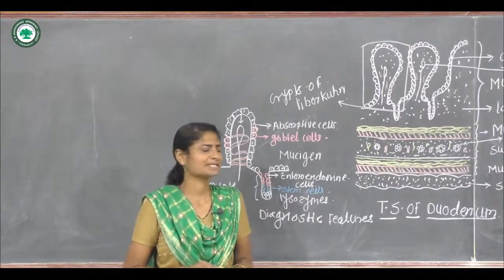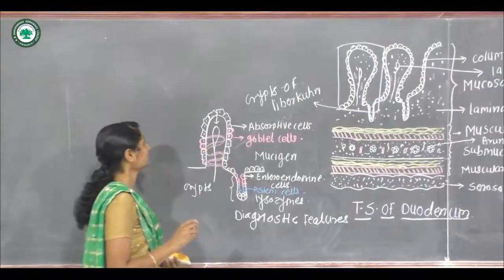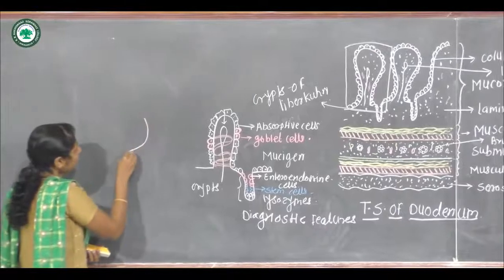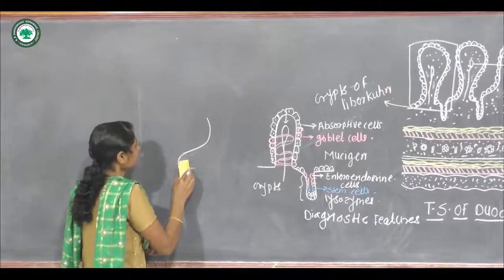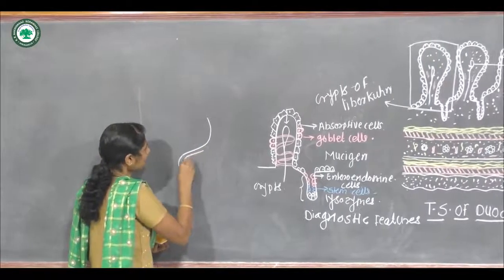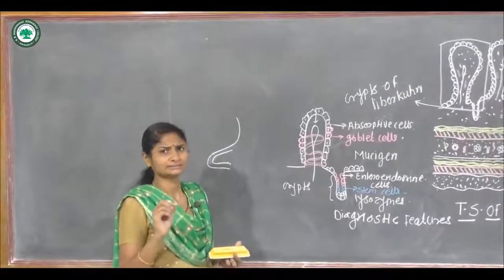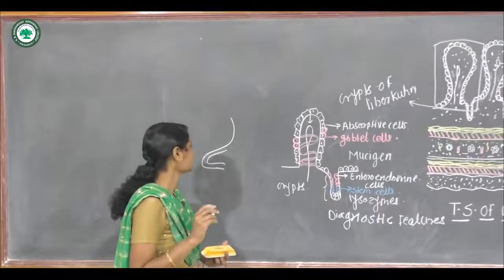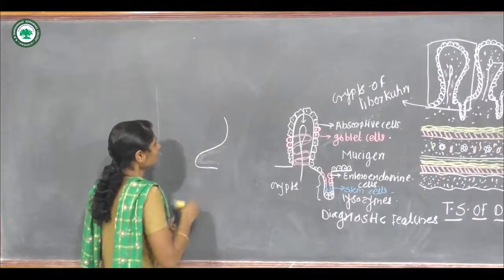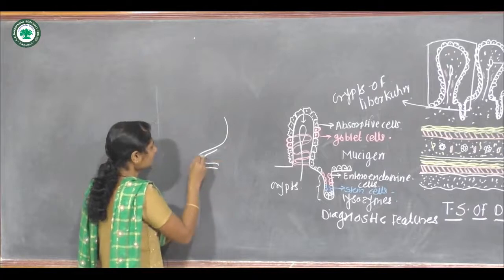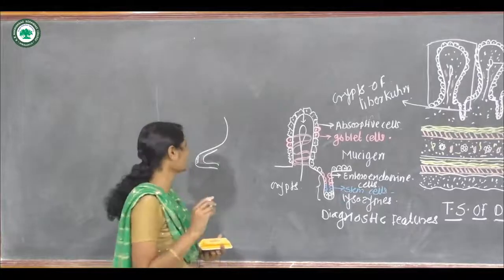Let us summarize it. The duodenum is mainly the upper part of the small intestine. It is a U-shaped structure, and histologically the duodenum wall shows four layers. First layer is the serosa layer. It is supportive and protective in function.